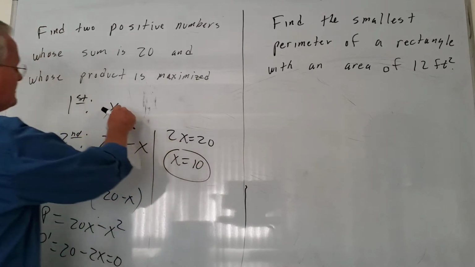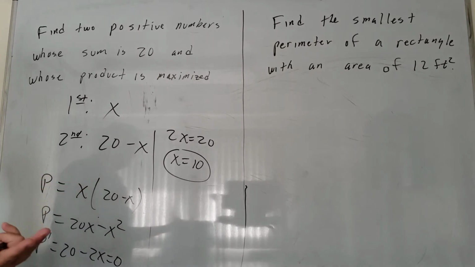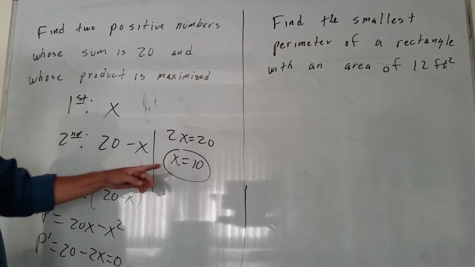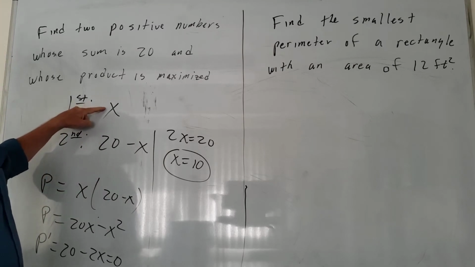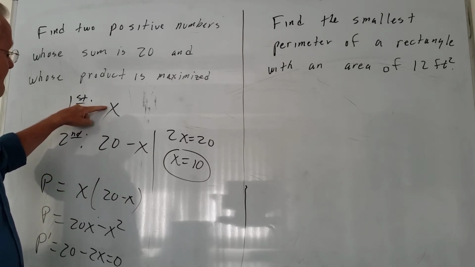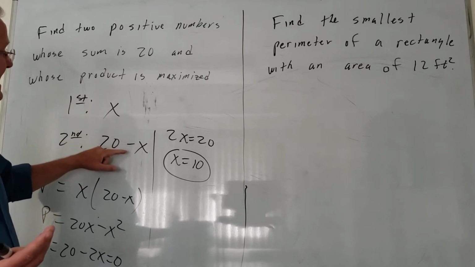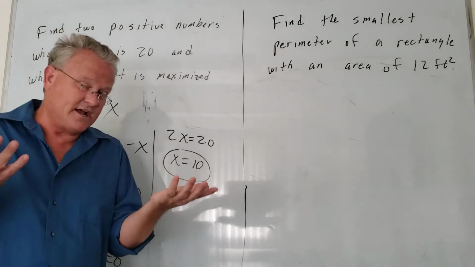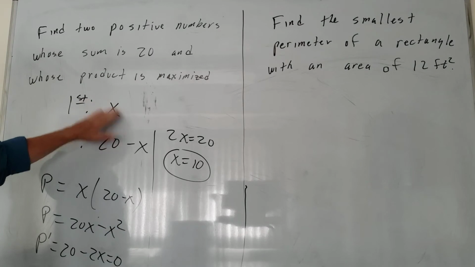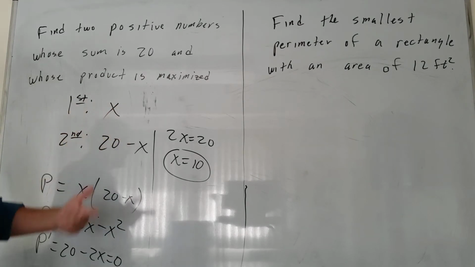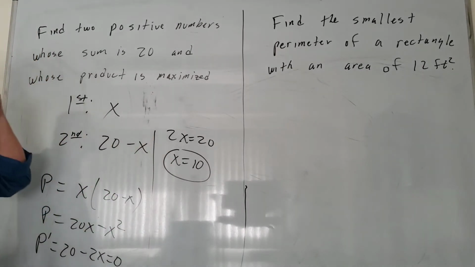So that means our first number is 10 and the second number is 20 minus 10, which is also 10. So notice 10 times 10 is 100. Now what if instead of 10, I picked 9? Well, we would have 9 and 11. That adds up to 20, but 9 times 11 is 99. It's not quite as big as 100. So if you pick any other arrangement of numbers whose sum is 20, when you multiply them, it's going to be less than 100. So that's how we do that.